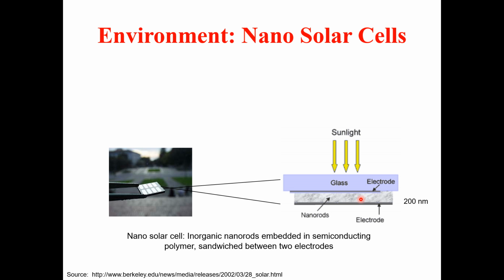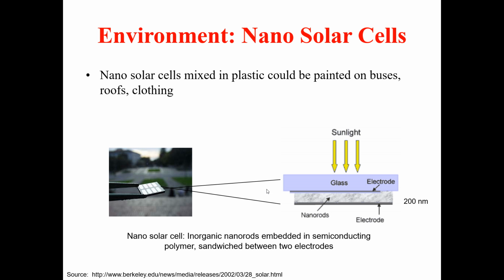So what can it do for the environment? How can we utilize nano solar cells for providing a clean environment and for getting energy from the environment? For that purpose, we can have nano solar cells mixed in plastic that could be painted on buses, roofs, and clothing. So solar becomes a cheap energy alternative. You know that a solar cell can occupy very little space, so we can design a solar cell in a way that it can be mixed in paints, and those paints could be painted on buses, roofs, and clothing.